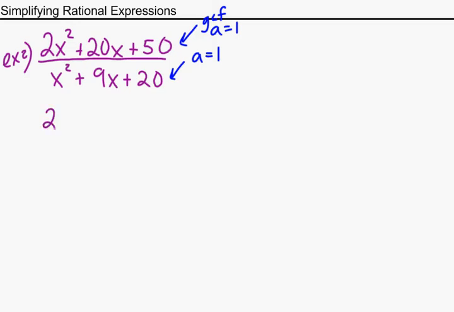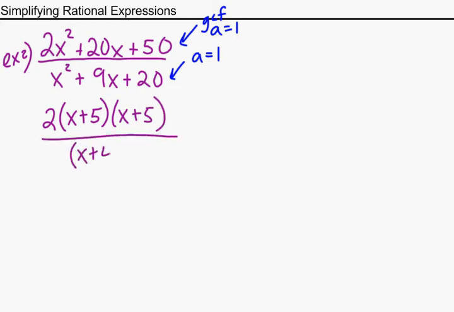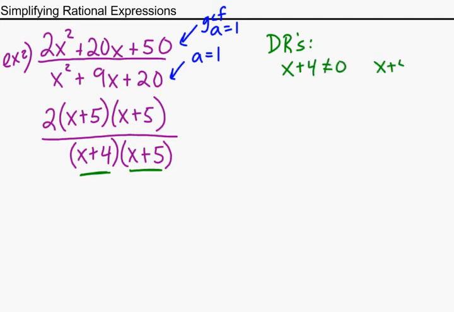The numerator becomes 2 times x plus 5, and the denominator becomes x plus 4 times x plus 5. This is my fully factored form. And once I factor, step 2 is to go ahead and find the domain restrictions. So I look at the denominator, and these two pieces are each going to give me one domain restriction. I know that x plus 4 is not 0, and x plus 5 is not 0. So it's easy to see that x cannot be negative 4, and x cannot be negative 5.